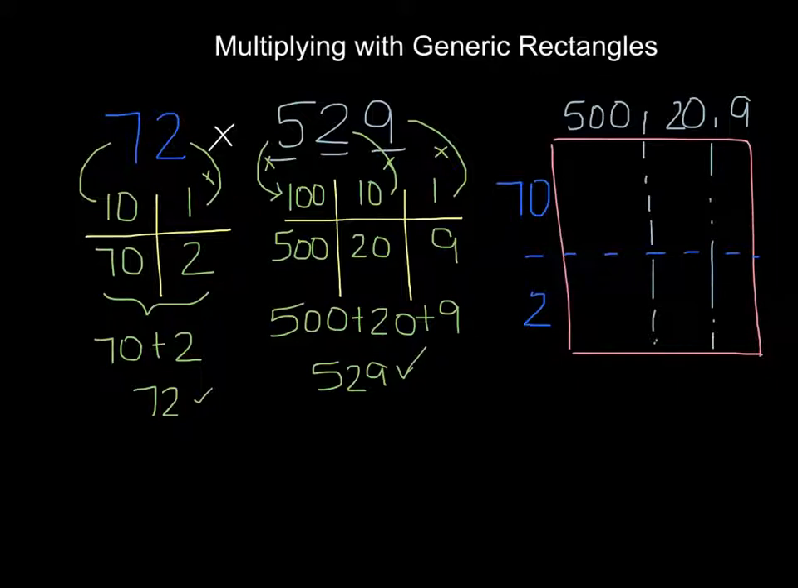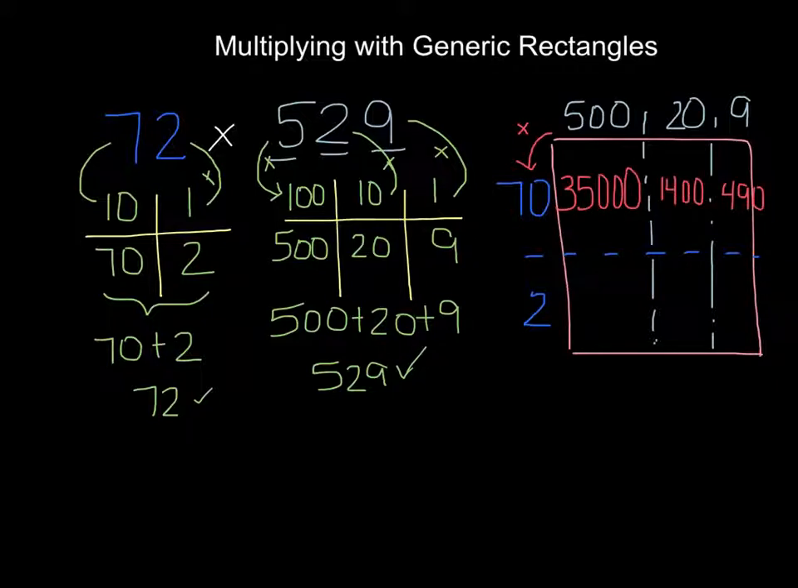So now that I've got this, my goal is to try to figure out what the area of each of these smaller rectangles is. And the way we do that is we multiply these numbers, 70 times 500, to find the area of this inner rectangle. So the way I do it is I say 70 times 500, which will give me 35. 7 times 5, and then I add 3 zeros.